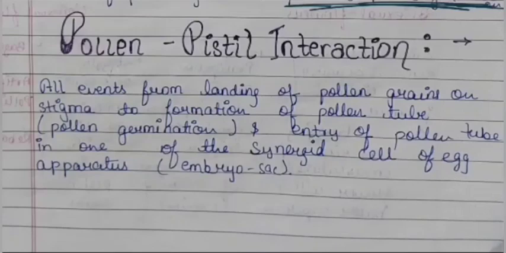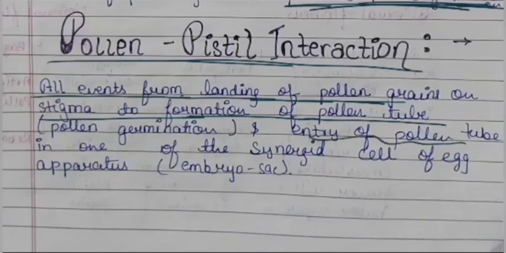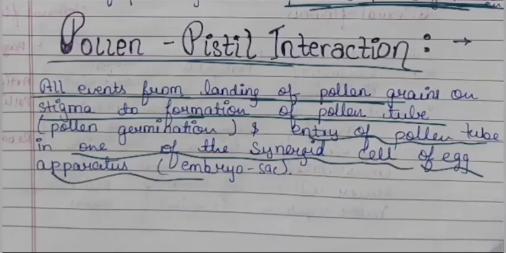Pollen pistil interaction. Pollen pistil interaction includes all the events from landing of pollen grain on the stigma to the formation of pollen tube and entry of the pollen tube in one of the synergid cells of the egg apparatus in the embryo sac.